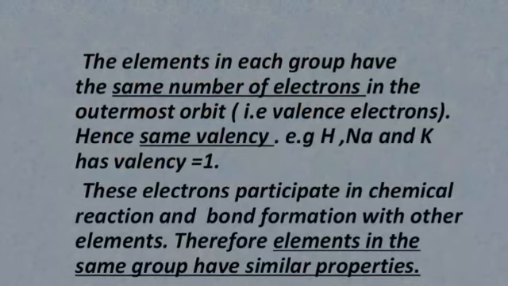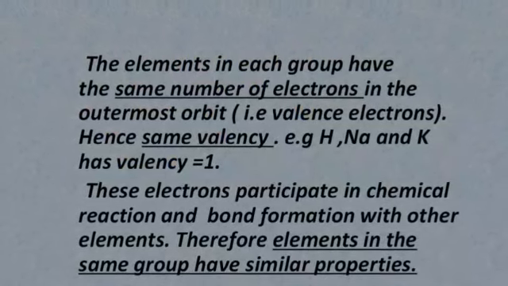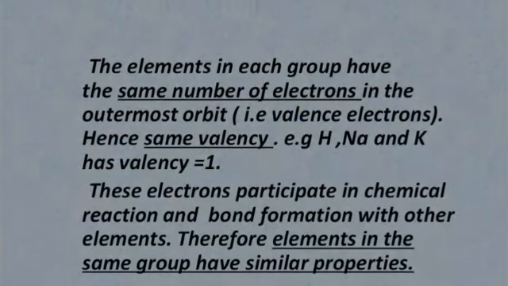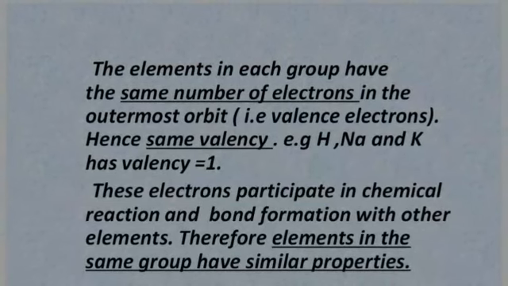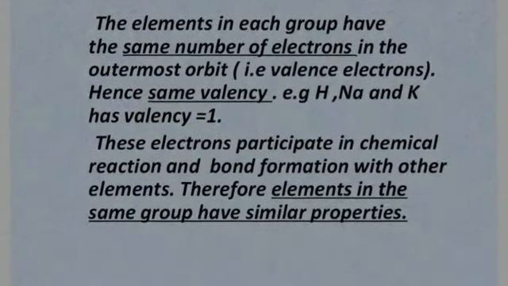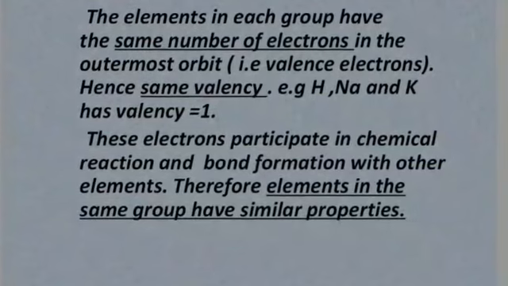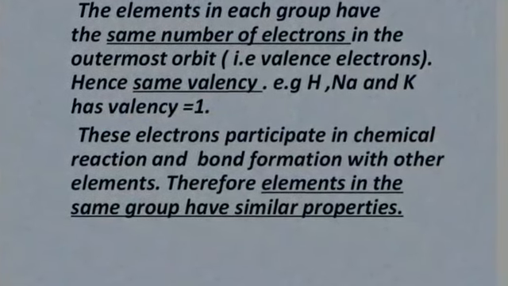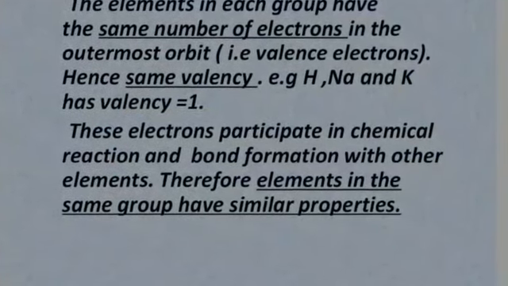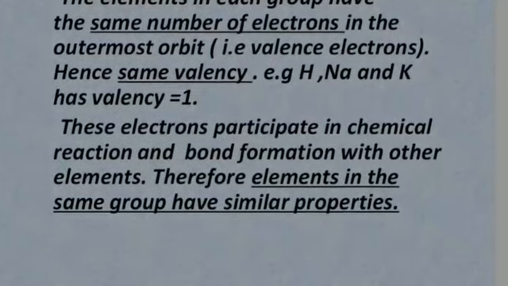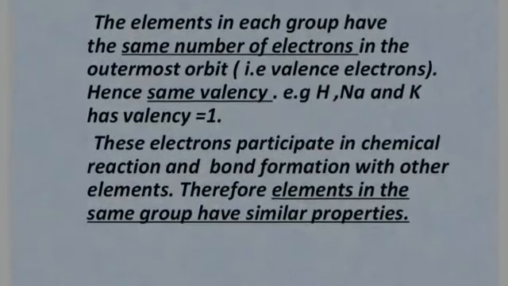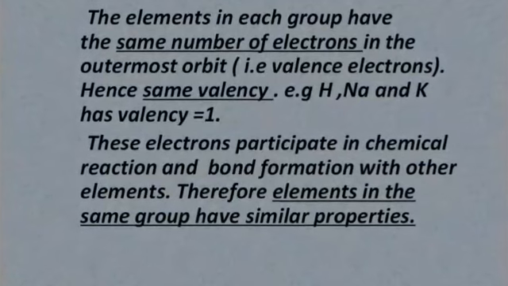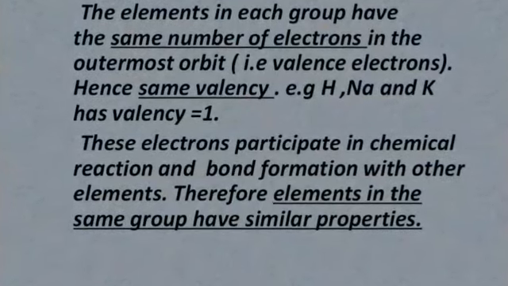The elements in each group have the same number of electrons in the outermost shell. So same valency for hydrogen, sodium and potassium. These valence electrons participate in a chemical reaction and bond formation with other elements. Therefore, elements in the same group have similar properties.